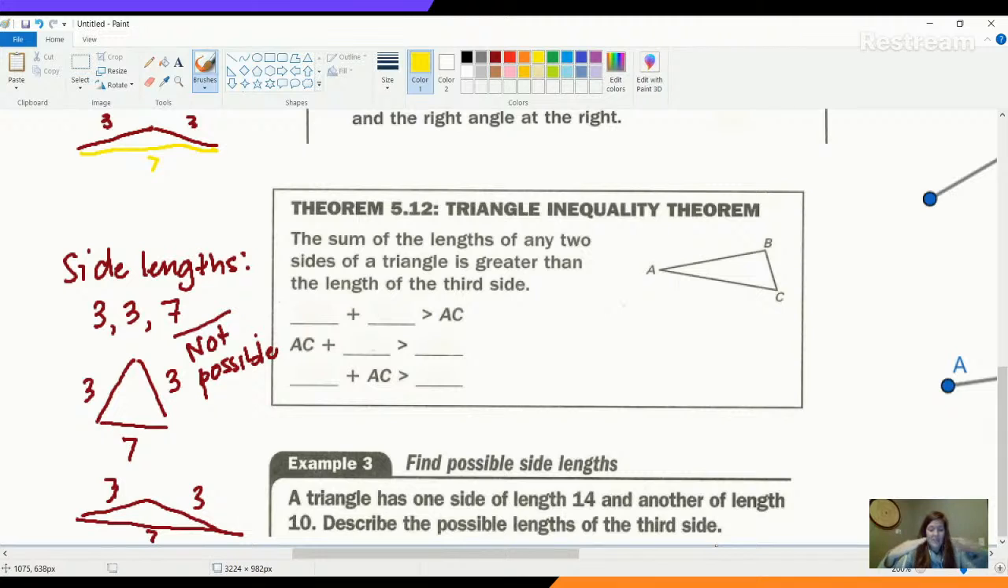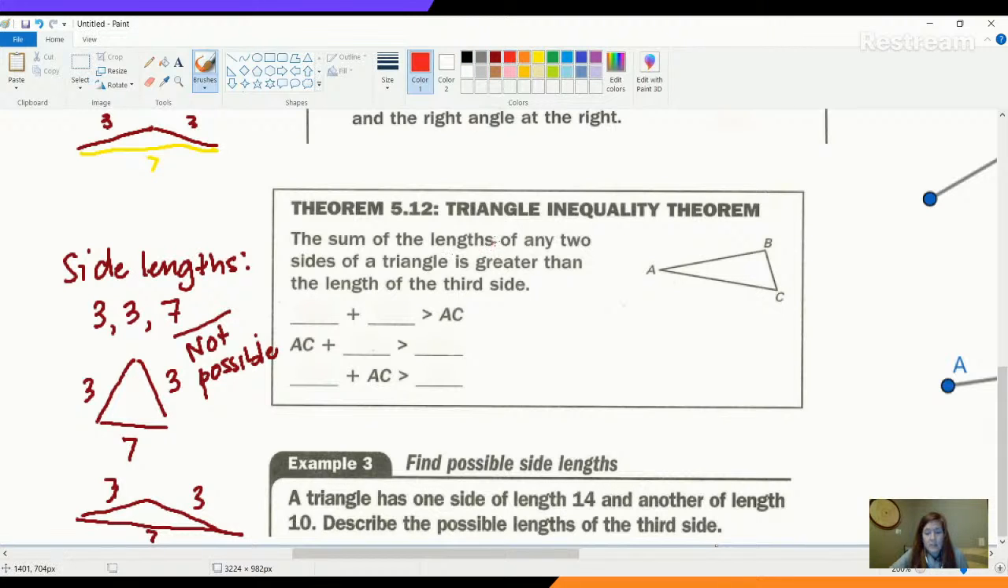I could never, if I have a bottom length of 7 and two sides of 3 and 3, adding them together to make 6, there's no way that I could even connect them to make a straight line. So that's what this triangle inequality theorem talks about: what are the possible side lengths for a triangle? Given 2 or 3 side lengths, is it even possible to make a triangle out of those?